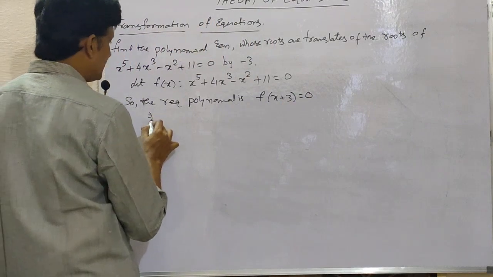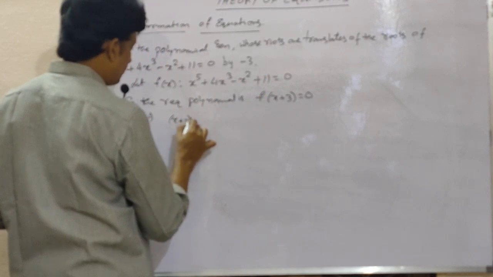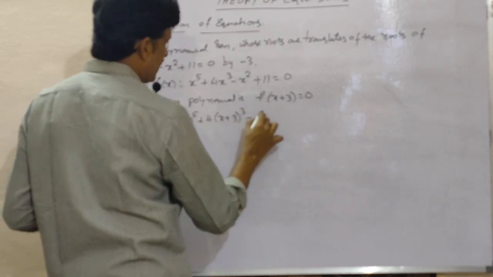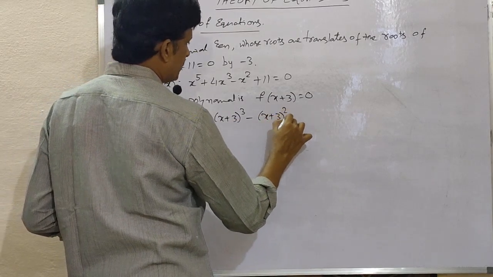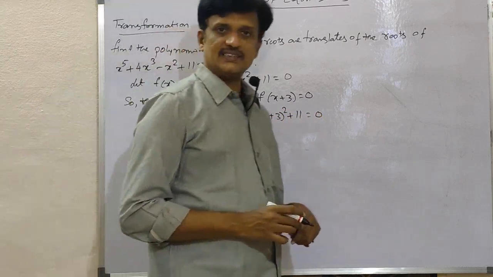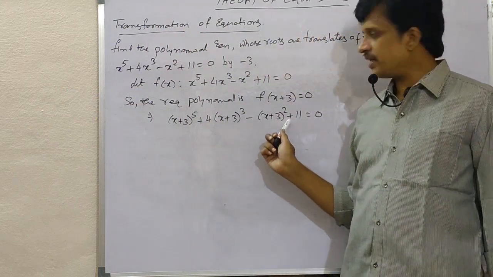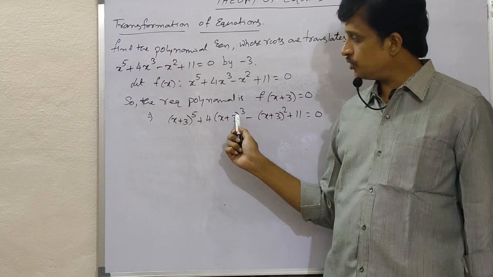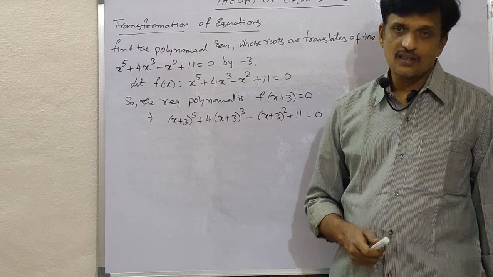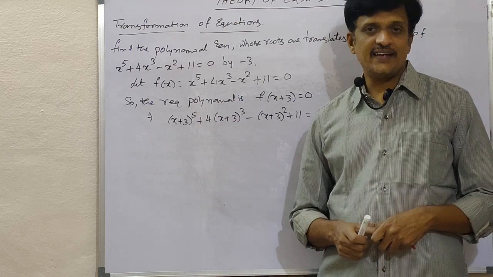F of x plus 3 means in the place of x we have to write x plus 3. So this is x plus 3 whole power 5 plus 4 into x plus 3 whole power 3 minus x plus 3 whole square plus 11 equal to 0. Now we have to simplify this. The square is of the form a plus b whole square and the cube is in the form of a plus b whole cube. It is okay, we can write, but the first is of the form a plus b whole power 5. When the index is 5, then the coefficients are 1, 5, 10, 10, 5, 1.